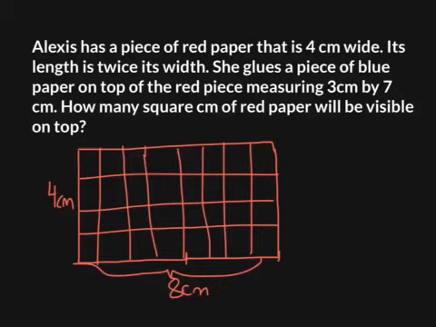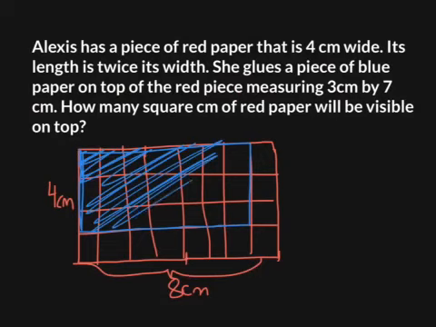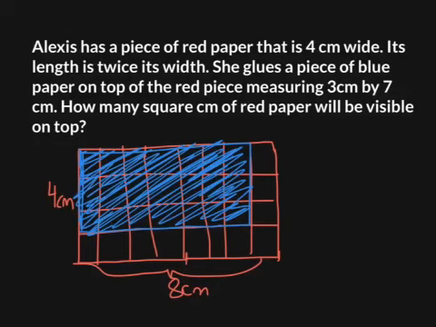Now it goes on in the problem to say that she glues a piece of blue paper on top of the red piece measuring 3 centimeters by 7 centimeters. So I'm going to color that blue piece of paper. It's 3 centimeters wide by 7 centimeters long. I'm going to color in that whole area. This is our blue piece of paper that is on top of the red one. The question is how many square centimeters of red paper are left visible after gluing the blue paper on top of it. So this is really an area and a subtraction problem.